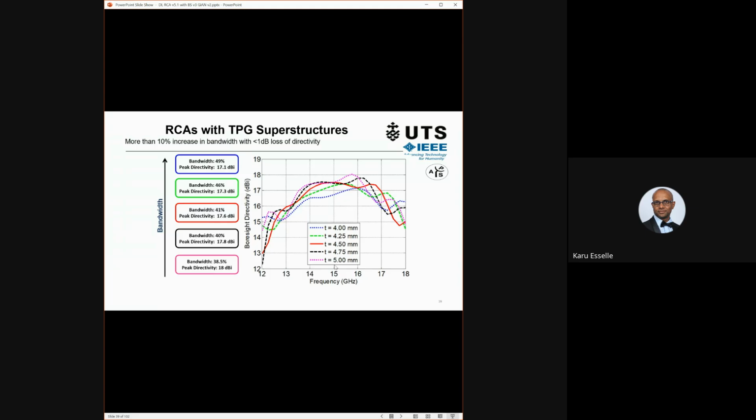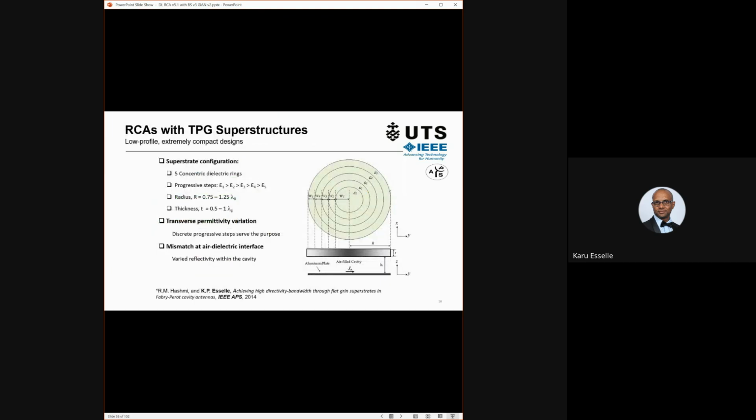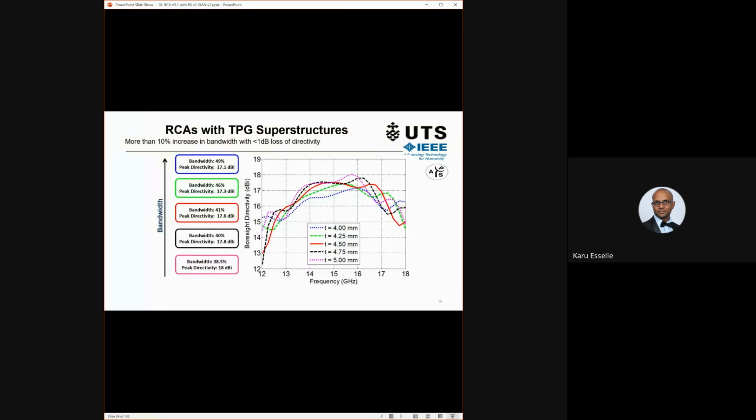Simple T here is the thickness of the slab. Very hard to see, that's the thickness of the slab. All dielectrics same height. So what we're doing here is we're changing T and plotting directivity versus frequency for different values of T, increase in T.